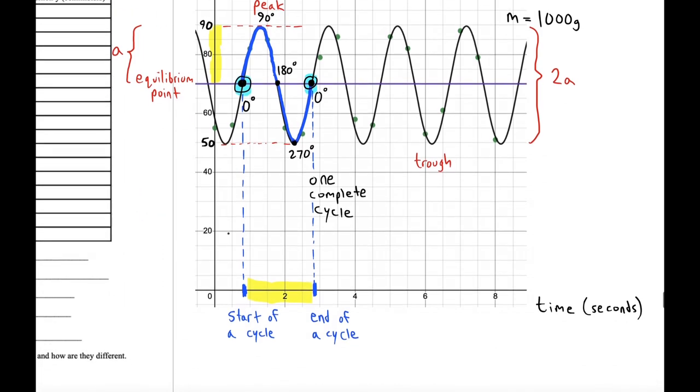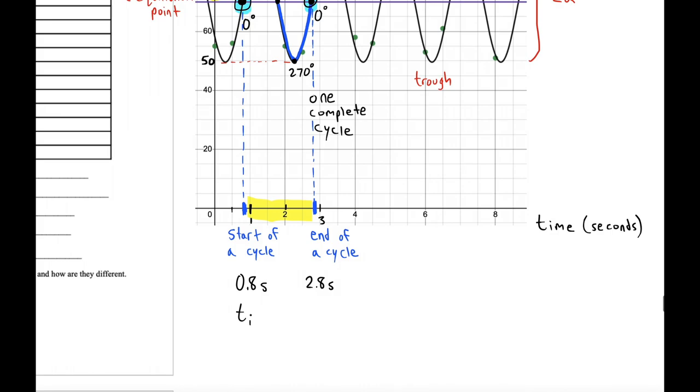Okay, so I say that we started here at, you know, here's 1 according to the scale here. So we're a little bit past 0.5, but we're not quite to 1. I'd say we're at 0.8 seconds. And then here the end of the cycle occurs at not quite 3, but it's a little past 2.5. That might be 2.8 seconds. So this is the initial time and the final time. And I'll just subtract them to get what is known as the period of the wave.